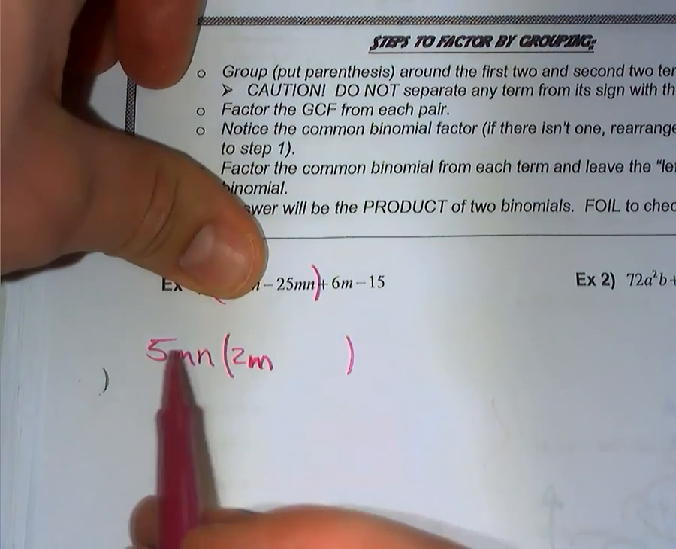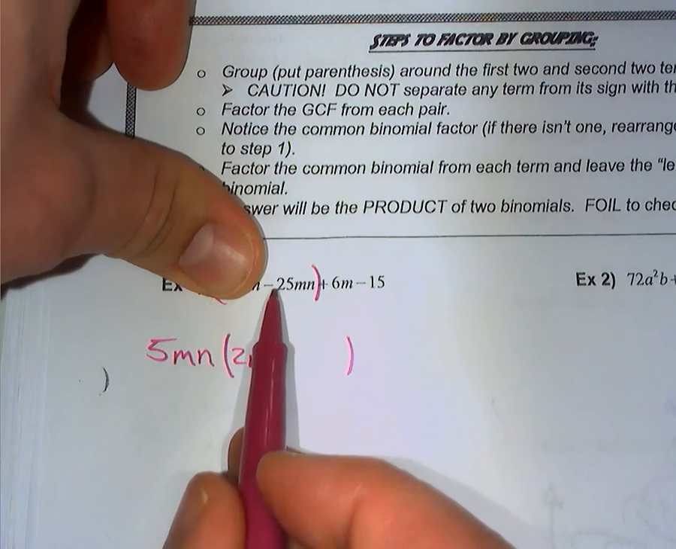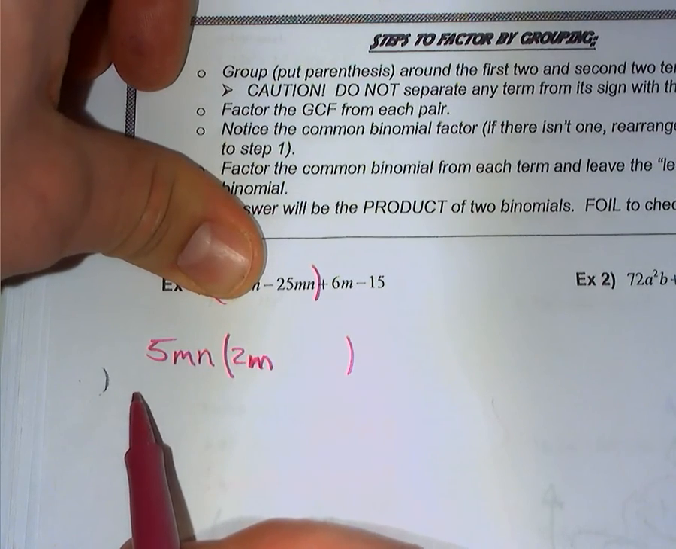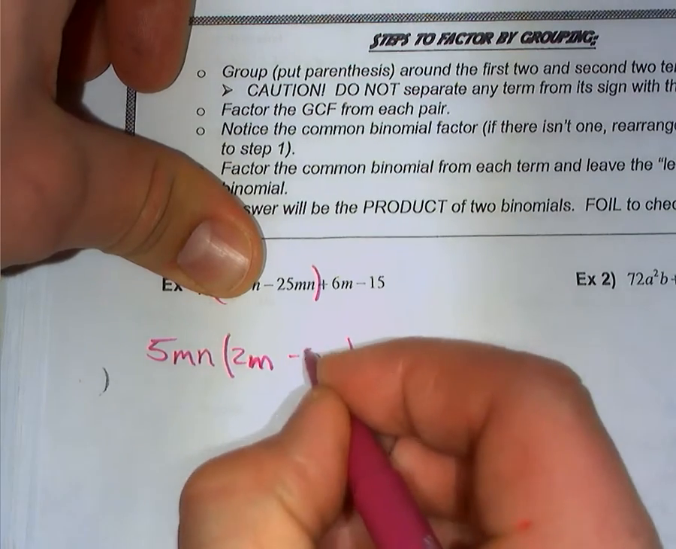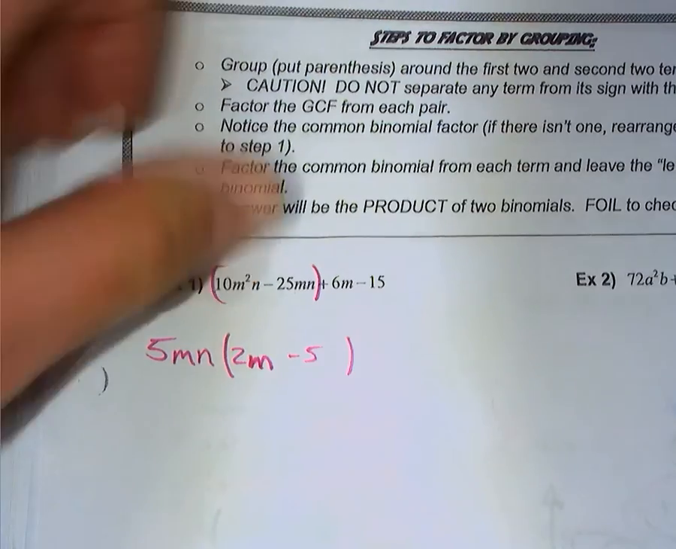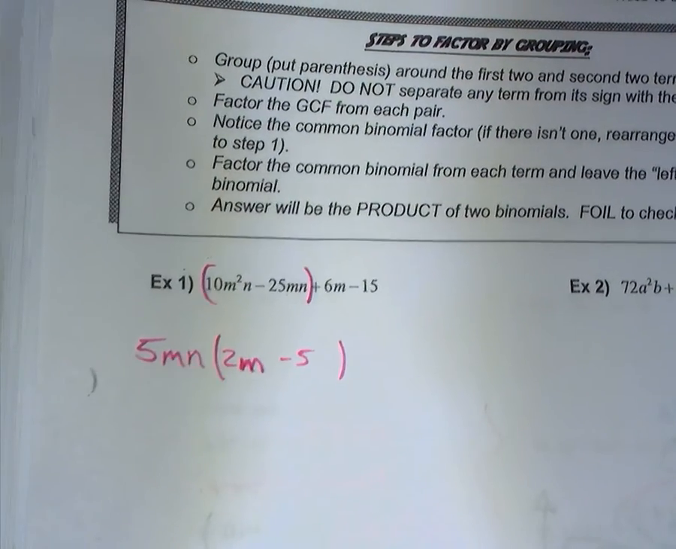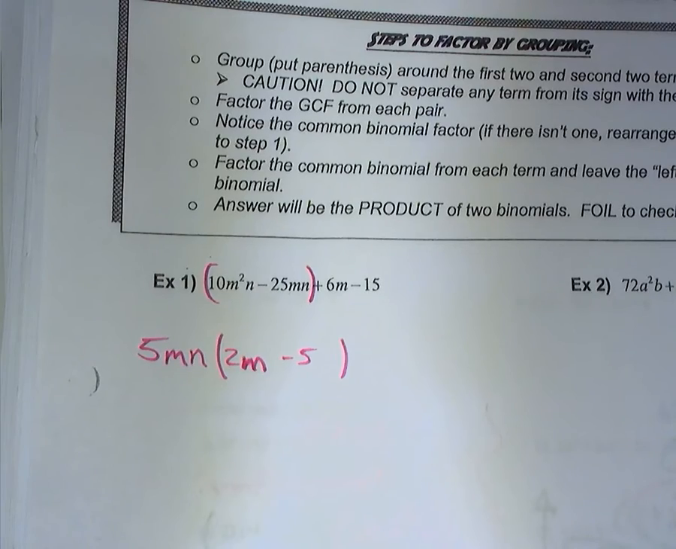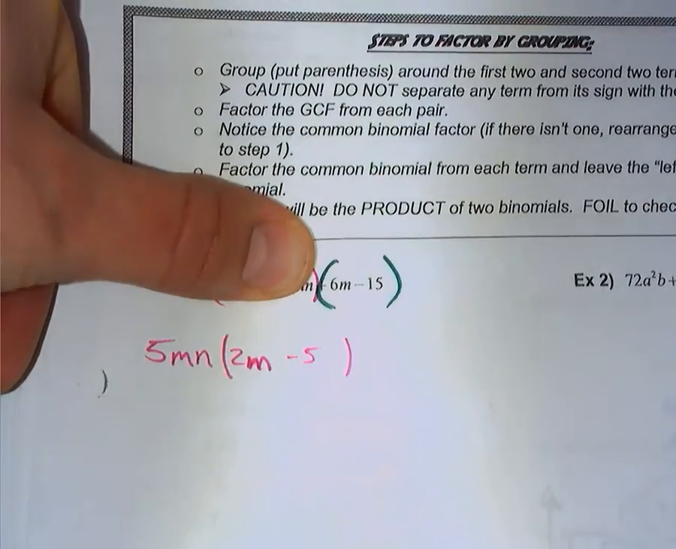Then I took out 5mn from negative 25mn. What's negative 25 divided by 5? Damien. Yes, sir. And we divided out those m and n's, so those are done. So I'm halfway done. So far, so good. Any questions? So I grouped the first two and factored out the GCF. Now I group the second two and factor out a GCF.